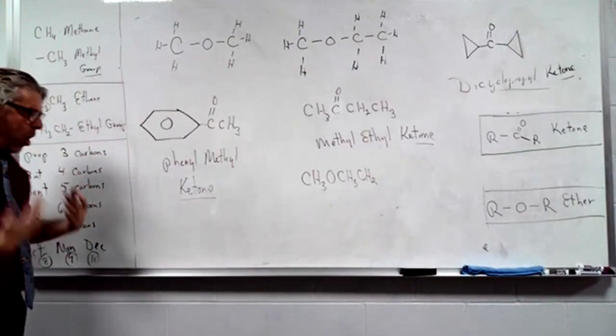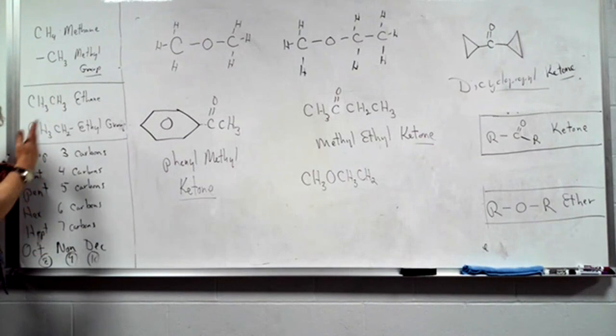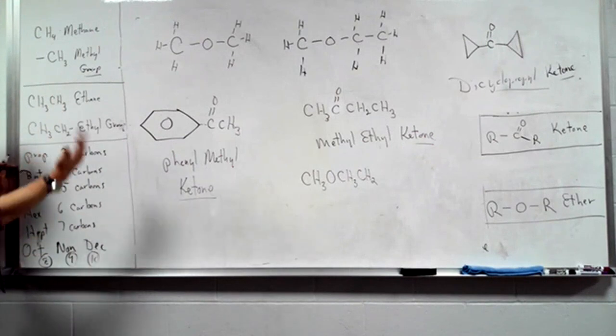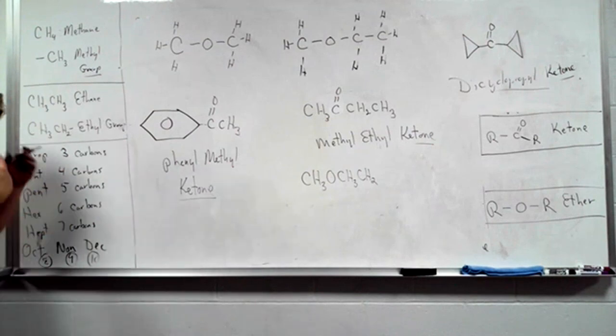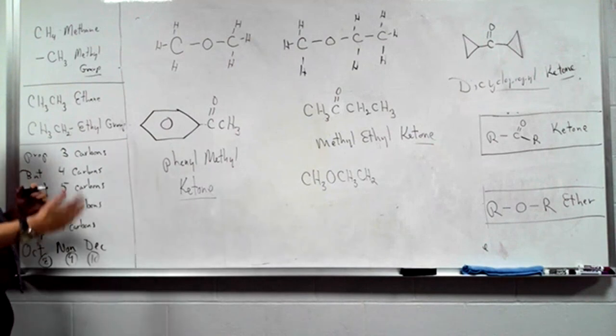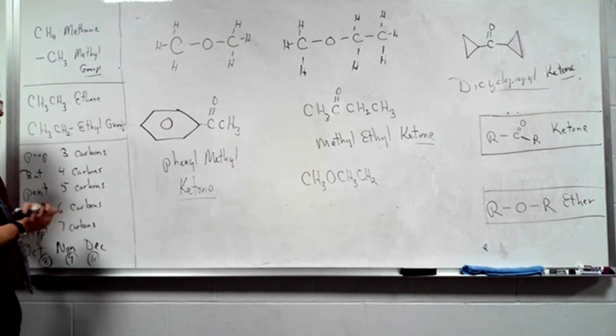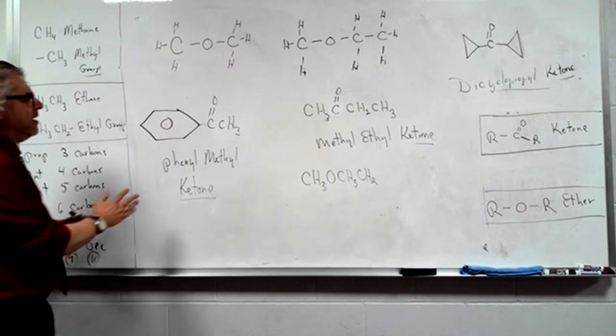Alcohols end in -ol. You say how many carbons? Methanol, ethanol, propanol. Alcohols end in -ol. Aldehydes end in -al. Carboxylic acids end in -oic acid. Amines end in the word amine. Now, if you're naming either ketones or ethers, there are many other ways to name these. I just name both sides.